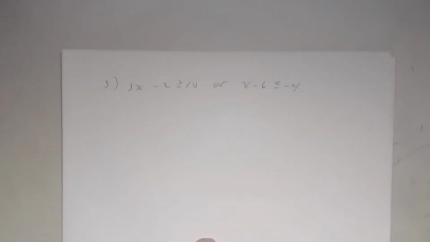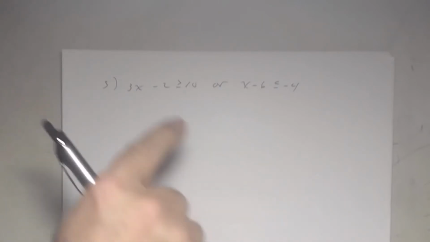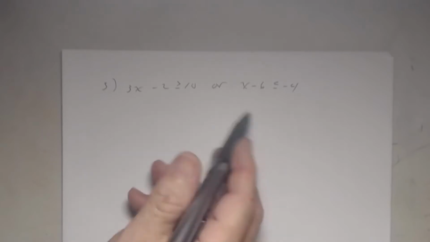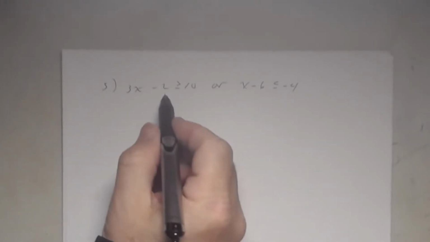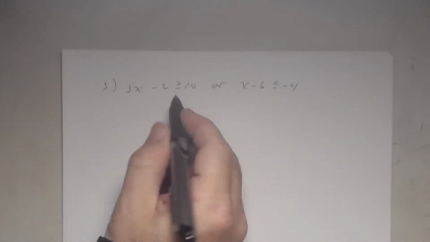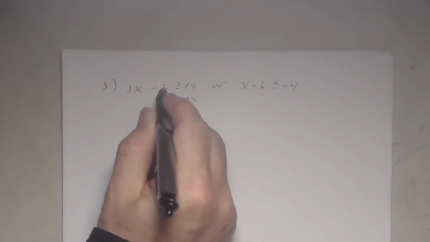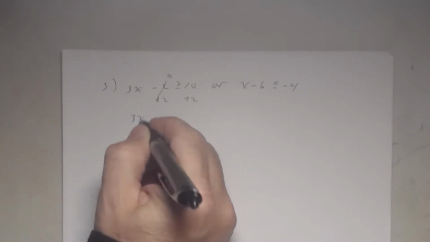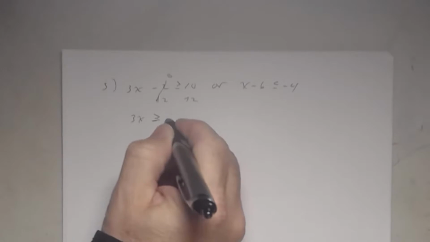All right, so again, you solve each one individually, but this time remember it's an OR statement. So OR means that the solution to this compound inequality has to satisfy one of these. It doesn't have to satisfy both. It just has to satisfy one of them. All right, so again, you do the same thing. You solve each one. So let's deal with the first one. What are you going to do next? Add 2. All right, so 3x is greater than or equal to 12.